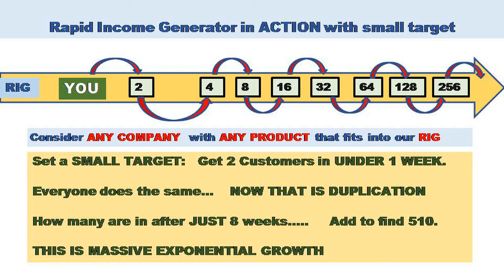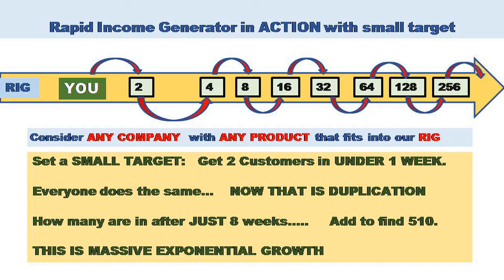Now if you're invited to use our system, we set you a small target. Now in this part of the example, your target would be to get 2 customers in under 1 week. We keep the target small so that everybody can do it. Now if everybody does it, that is duplication. That's what we expect for people who use RIG. Just duplicate what we're doing.